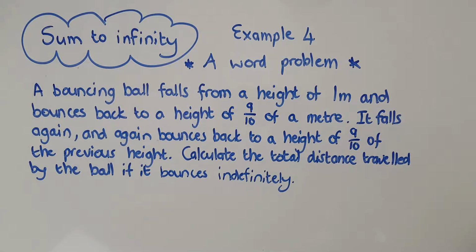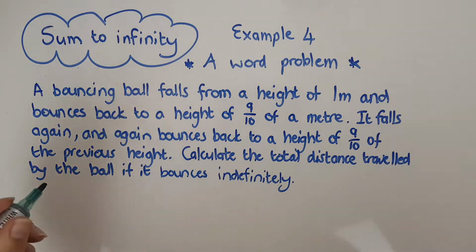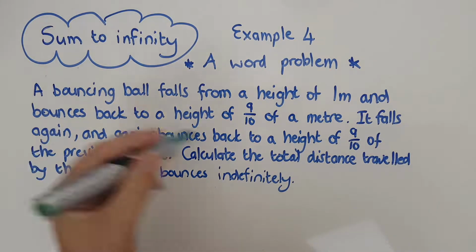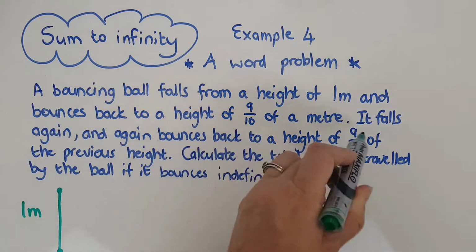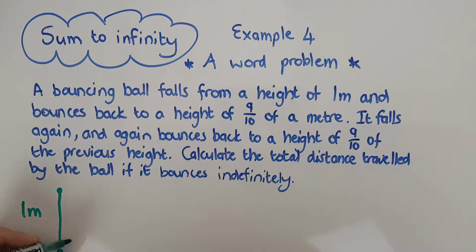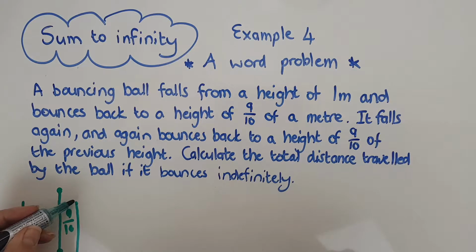a meter. I just want to draw some pictures here because I feel like that's really going to help. So here's the ball. It falls from a height of 1 meter. We're going to assume it falls straight down. So that's 1 meter. And then bounces back to a height of 9/10. So when it goes back up again, I know this would be all in the same space, but I'm just going to put the lengths together. So it's going to go up to 9/10 of a meter. So that's 9/10. So that's the distance it travels, and it goes back up.